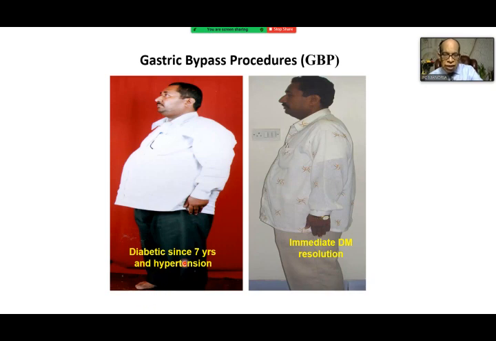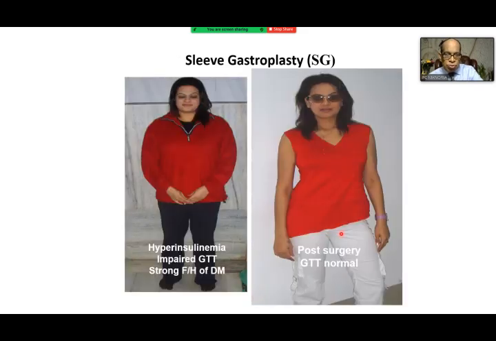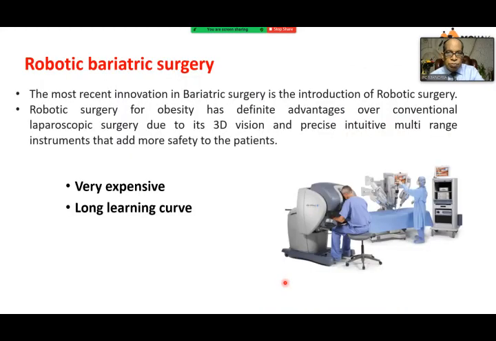This is an individual with diabetes for 7 years, hypertension and obesity, with immediate diabetes resolution. And this is sleeve gastroplasty, again in this girl with hyperinsulinemia, impaired GTT, and strong family history of diabetes. Following surgery, besides weight loss, GTT is normal.